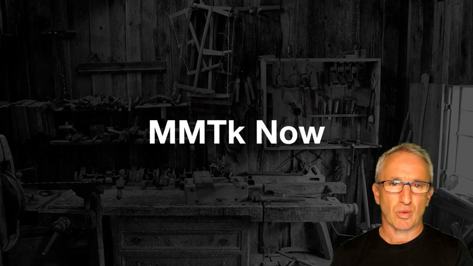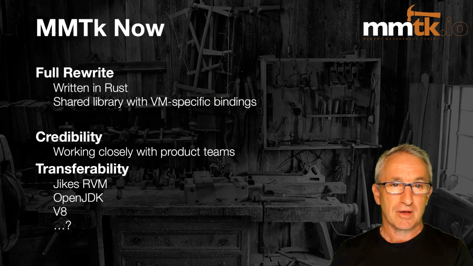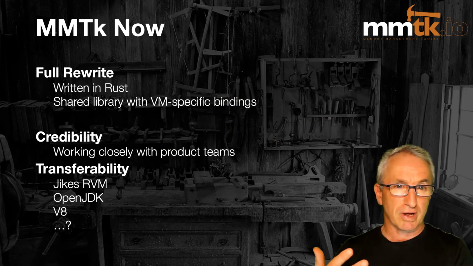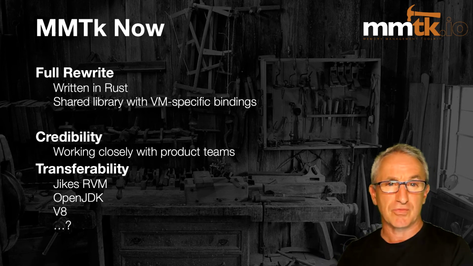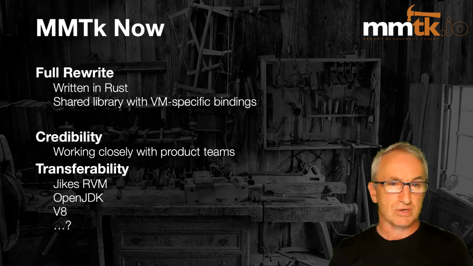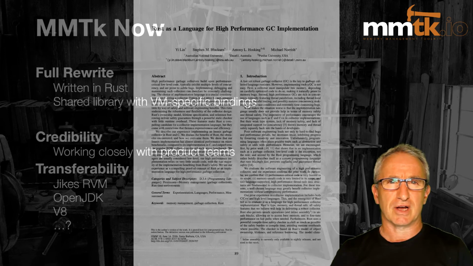So in the last part of the talk, I'm going to talk about where MMTk is now. And the good news is that we've actually completely rewritten MMTk, and you at MPLR are the first to hear of it. We've just released it this very week. We've done a full rewrite of MMTk in Rust. It presents itself as a shared library with VM-specific bindings. In terms of credibility, we've been doing this work in close cooperation with product teams. And in terms of transferability, we've got implementations in Jikes RVM, OpenJDK, and V8. And we're already working on a couple of other languages.